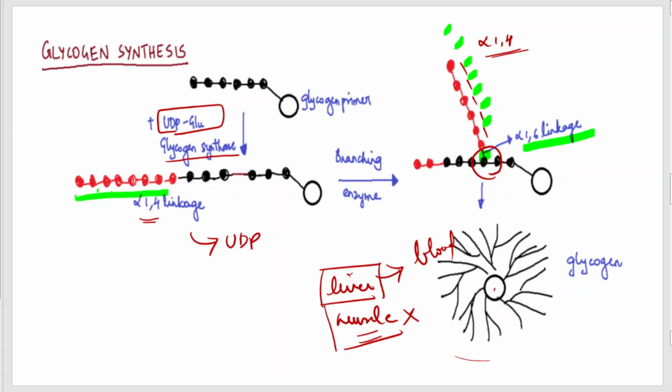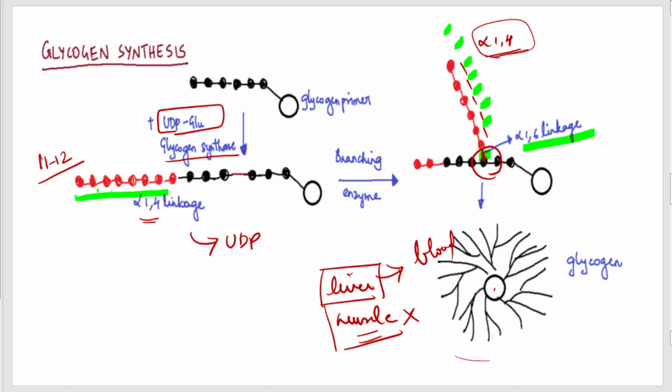After which we have to form branch points. So the branching enzyme comes. After 11 to 12 glucose residues are attached in a linear fashion, the last 6 to 8 residues are removed from the chain, and it will form a branch point. In the branch point, the linkage is alpha 1,6 linkage, after which the glucose residues are attached in linear fashion with alpha 1,4 linkage.